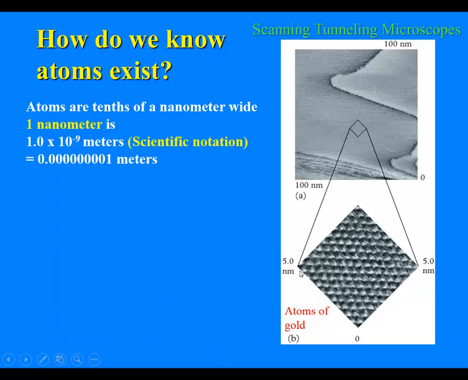So here we have a 5 nanometer wide picture. Now, to get an idea, a nanometer is going to be a billionth of a meter. So this is 5 billionths of a meter wide. And what we're seeing here is that each one of these bright spots is the top of spherical atoms of gold, right? Au is the symbol for gold. So here we have gold atoms in nice lined up rows in this sample. So we're seeing individual atoms here.